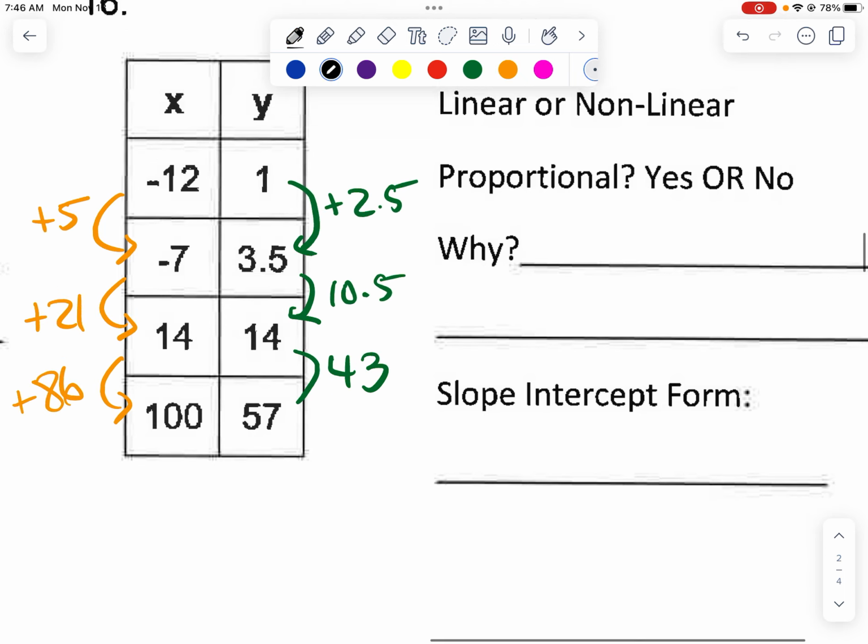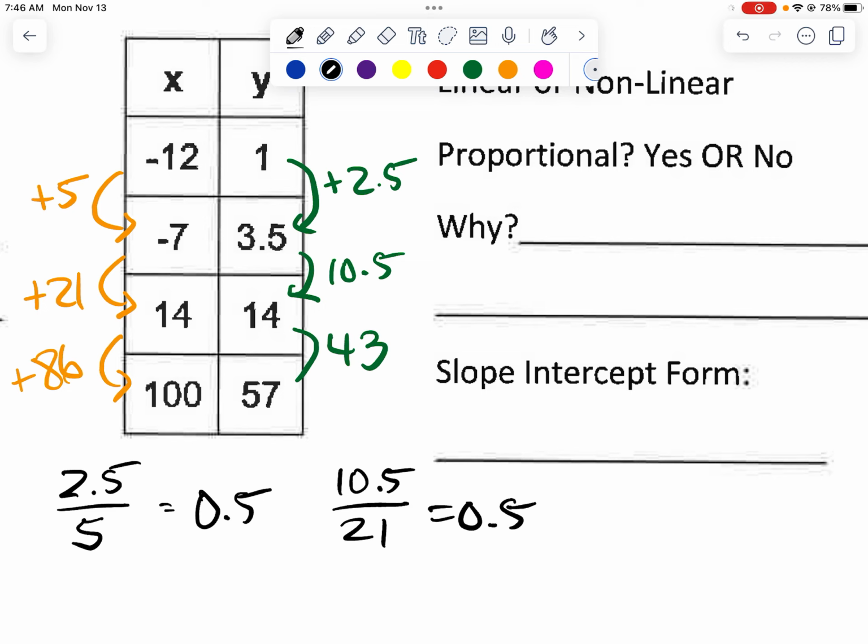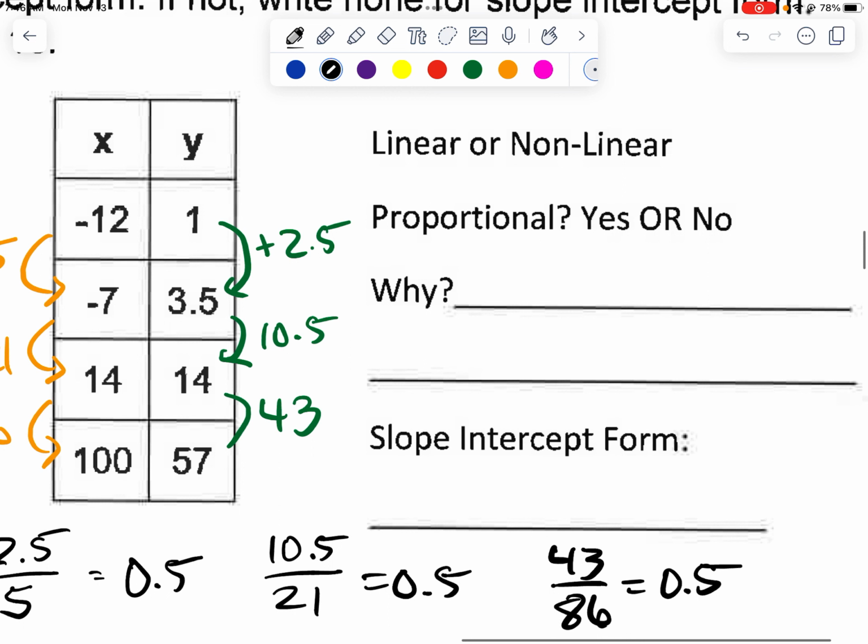So 2.5 over 5. That would be 0.5. If I have 10.5 and I divide it by 21, I would get 0.5. And 43 over 86 is also 0.5. So yes, it is linear.